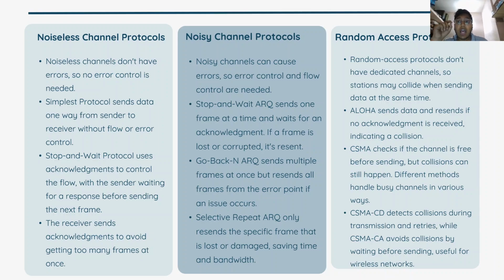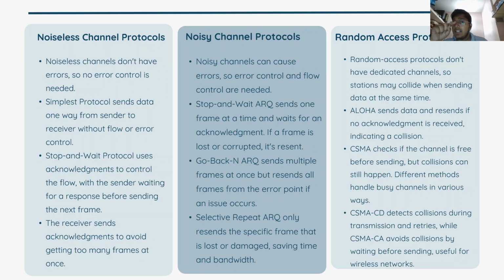When we are talking about RAP, it is random access protocols. It doesn't have any dedicated channel, so stations may collide when sending data at the same time, right? So for this we have Aloha, which sends the data and resends if no acknowledgement is received, which indicates a collision. Or we also have CSMA. CSMA checks if a channel is free before sending, but collision can still happen, right? So different methods handle busy channels in various ways.